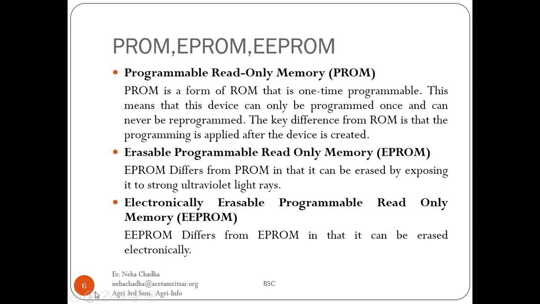Erasable programmable read-only memory. Here the difference between EPROM and PROM is that we said PROM is programmed only once. We cannot erase the data if it has been written once. But as the word erasable is there, that means it can be erased. The content can be erased from the ROM by putting the ROM in front of UV lights.